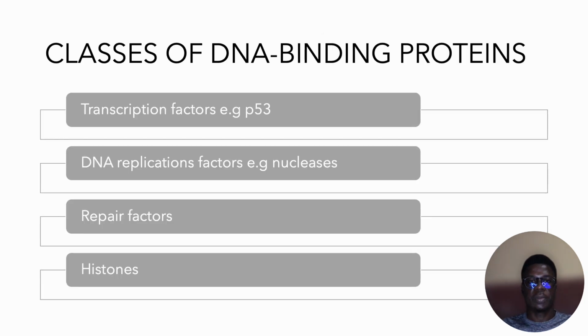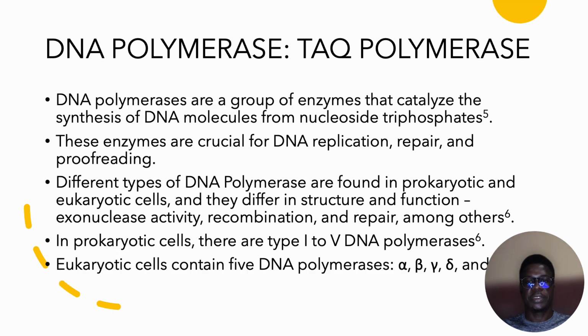Here are classes of DNA binding protein. I'll be focusing on DNA replication factors such as Taq polymerase. DNA polymerases are enzymes that catalyze the synthesis of DNA from nucleoside triphosphates. They play an essential role in DNA replication and repair. There are different types of DNA polymerases. For example, in prokaryotes, we have type 1 to type 5 DNA polymerase.